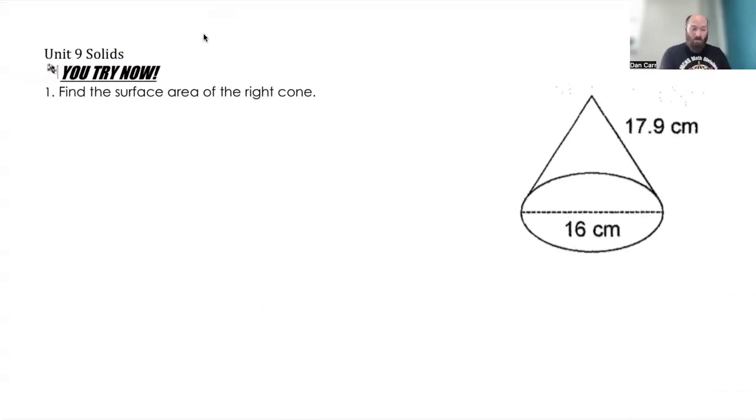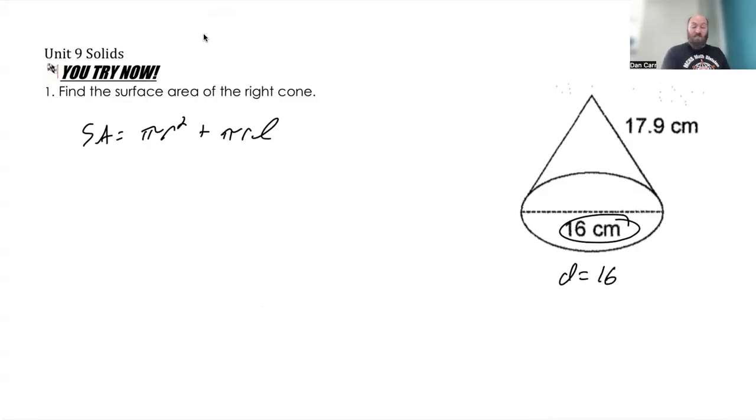So with this problem here, it's the same thing as the other cone, but just make sure of one thing. This is diameter. It's not the radius. So surface area equals pi r squared plus pi rl, but this is diameter 16. So remember how to change that into radius. We're going to just do 16 divided by 2 to get 8. Okay, so try this out on your own.